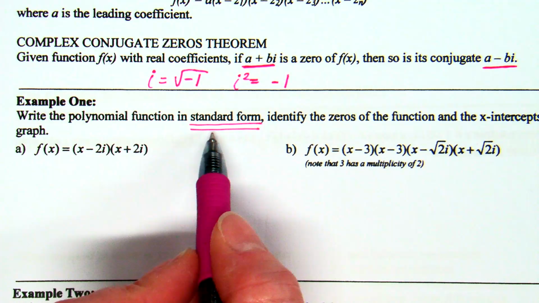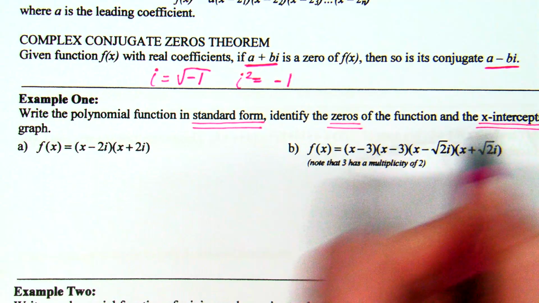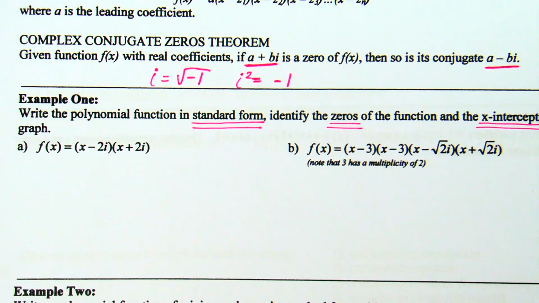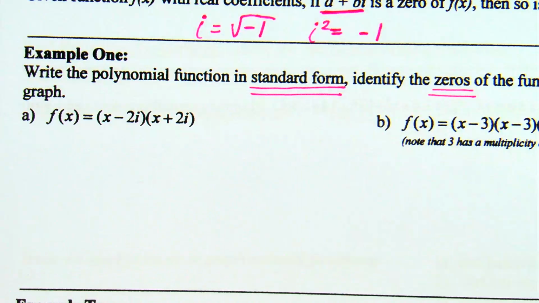We're going to identify the zeros of the function and also the x-intercepts. And we'll talk about how those are alike and different when we get there. So let's look at A. Standard form. How do I get this to standard form?